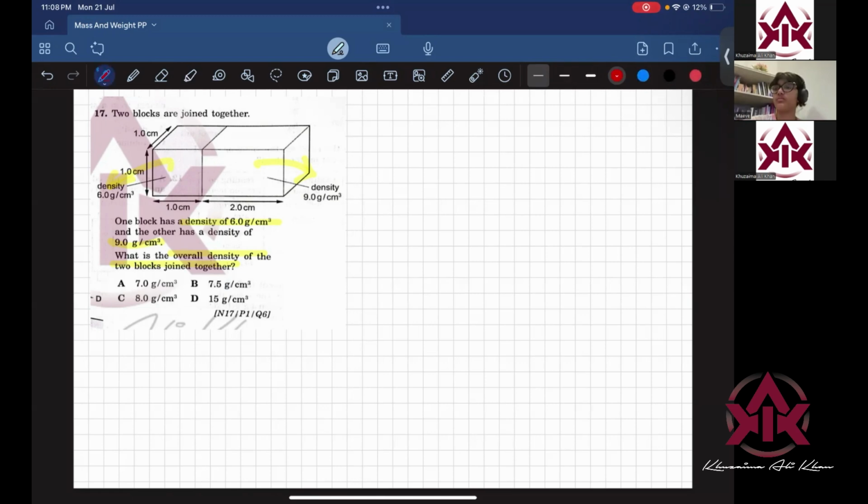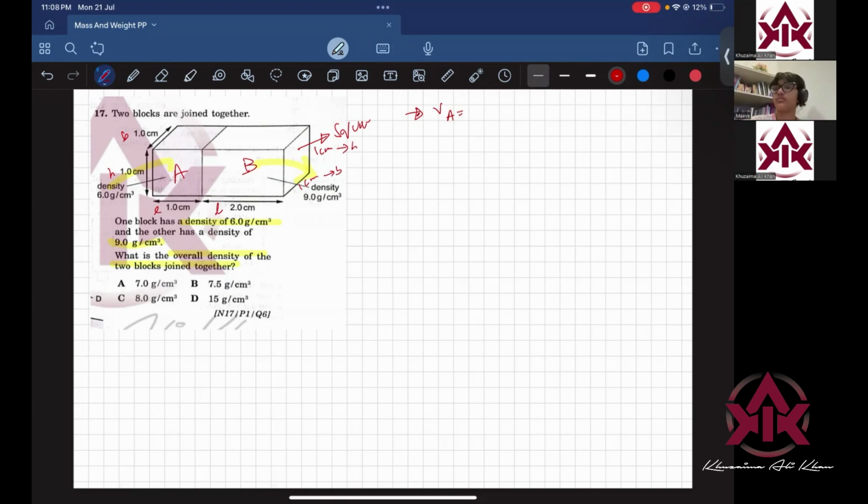You can see that the dimensions are given over here. It's a cuboid. From here it is a square, so this is going to be 1 centimeter and this is also 1 centimeter. Let me name this as A and this as B. Let's find the volume of block A first. The length of block A is 1 centimeter, the height is 1 centimeter, and the breadth is also 1 centimeter. For B, the length is 2 centimeter, the breadth is 1 centimeter, and the height is 1 centimeter.